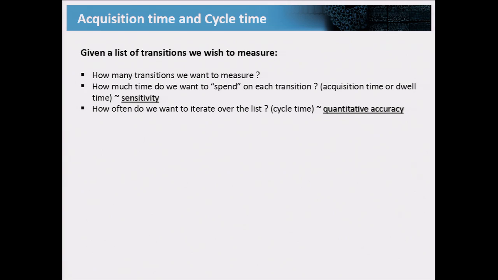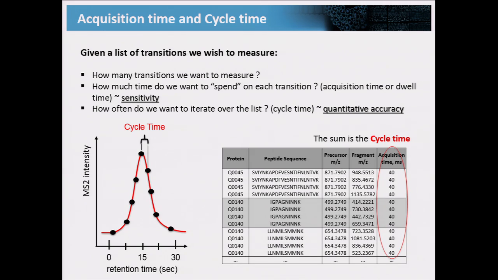What we want is a very long accumulation time, to be very sensitive, but of course, as you've heard, there's a sort of game between acquisition time and cycle time. We would like to have as many transitions as possible, but then it's also a question of how much time we want to spend on each of these transitions, and that relates to the sensitivity. There's also the question of how often we want to go through this whole list. That's related to quantitative accuracy, the cycle time you heard about from Tina. All of these things come into interplay. So to recapitulate, the cycle time is the sum of all acquisition times, and it tells us when, along the peak, we are going to come back to the same measurement.